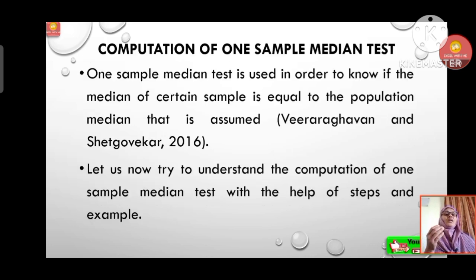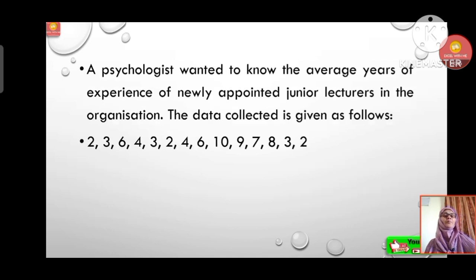Now, computation of the one sample median test. Let's see here. The one sample median test is used in order to know if the median of a certain sample is equal to the population median that is assumed here. Let us now try to understand the computation of the one sample median test with the help of steps here. Also, some values are given.